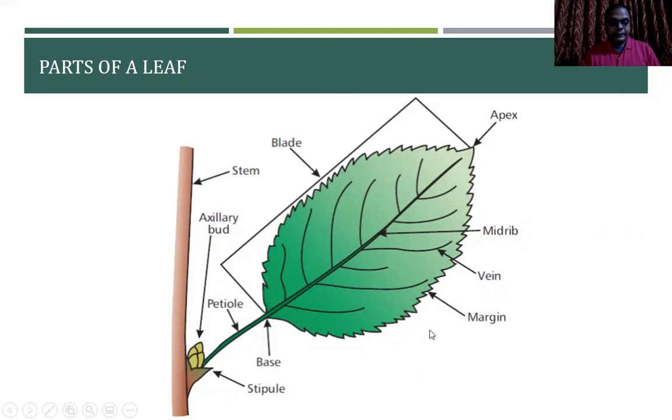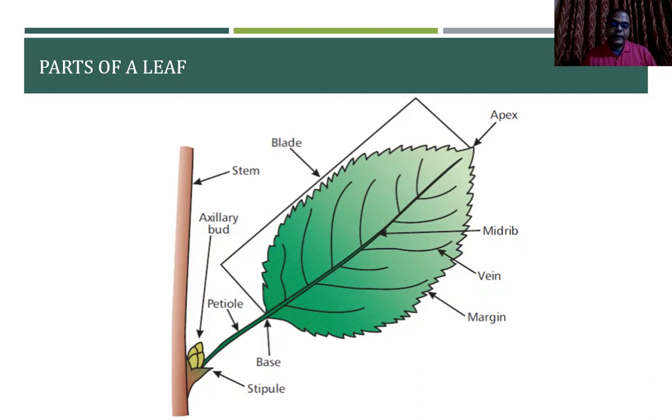The upper part, that is from the apex, to the lower part, that is to the base, is called the epipodium. Now, the petiole area is called the mesopodium, and the lower part is called the hypopodium, where the stipules and axillary buds are present. So let's just understand the structure of the entire leaf.